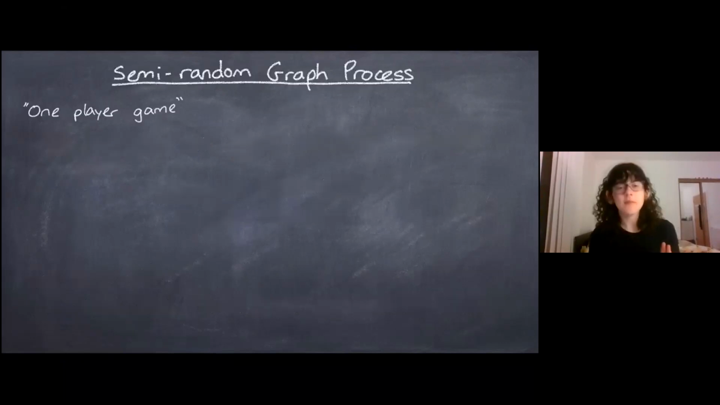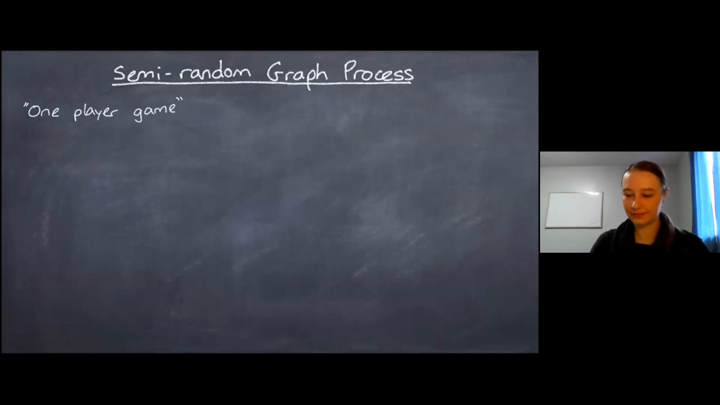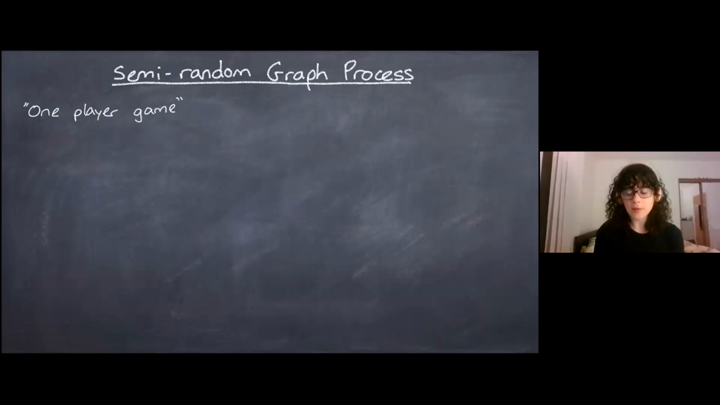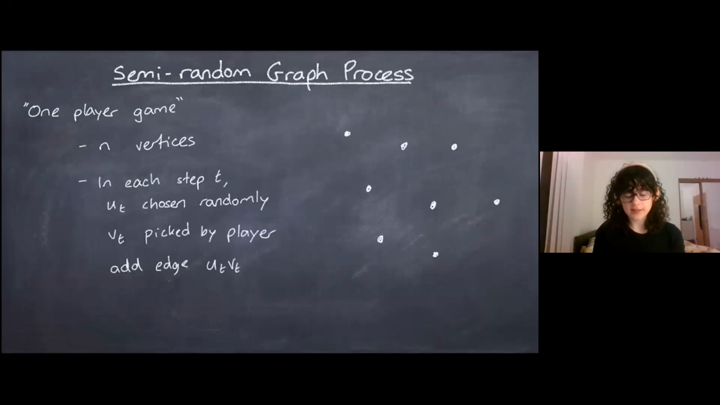So let's start by defining a semi-random graph. This can be thought of as a one-player game. And how it works is you start with n vertices, and on the tth time step, a random process, uniformly at random, selects a vertex, u_t, and the player of this one-player game gets to pick a vertex v_t, and they add the edge u_t v_t.